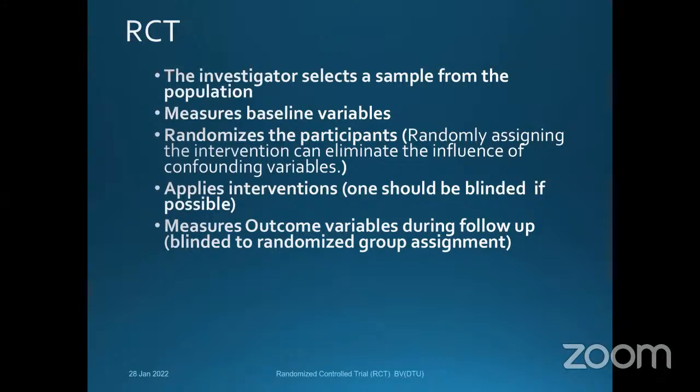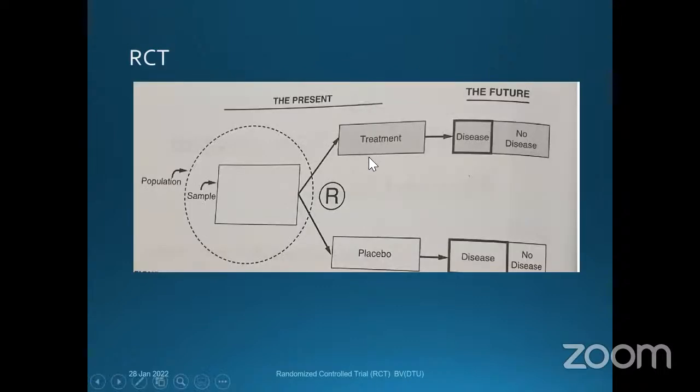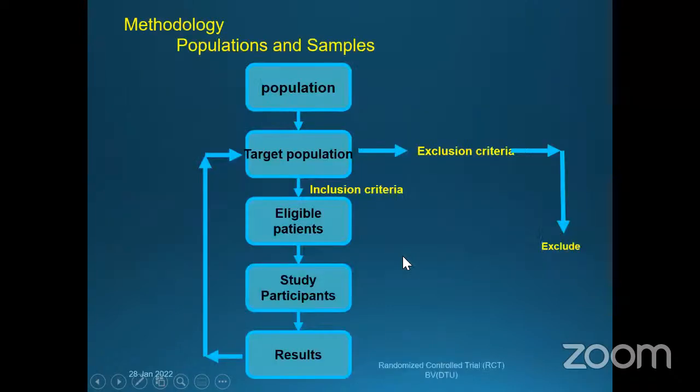The person who is doing the outcome assessment is blinded to the assignment. So you can see the population, the sample, the treatment is given, the placebo is given, and the outcome is present or absent in each arm. This is present, this is absent, this is present, this is absent, and you have to do a contingency table analysis for this. So this is the basic structure of a randomized controlled trial.